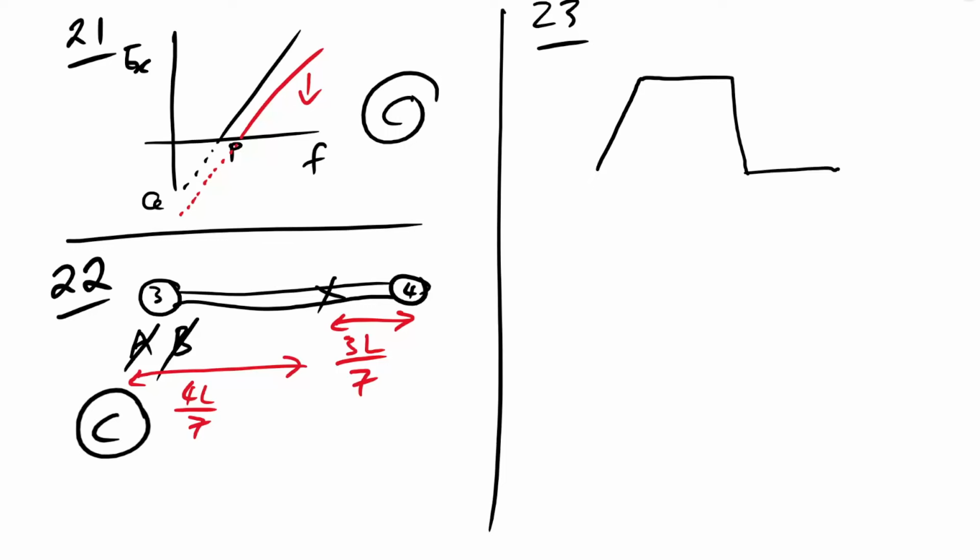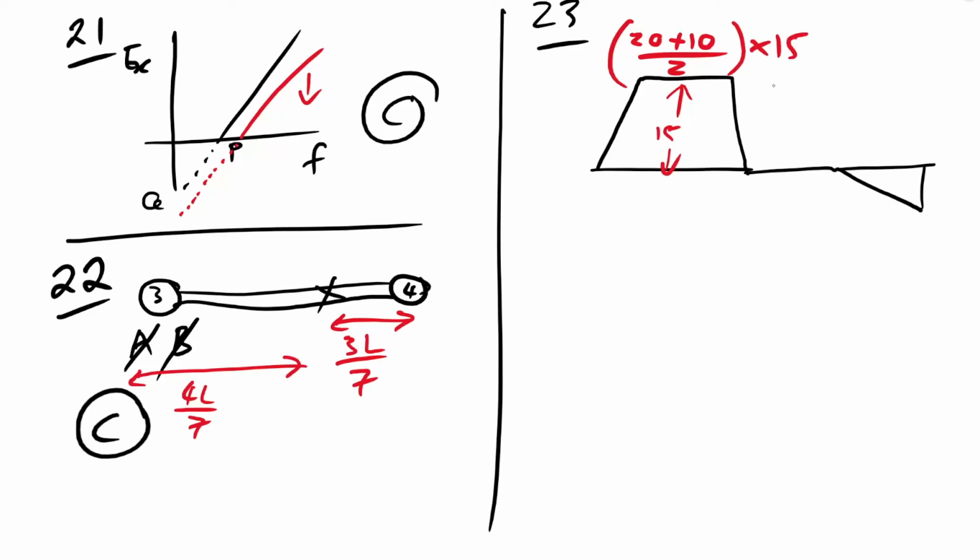Of course, we're looking for the area under the graph. So this is just a trapezium, so it's just going to be 20 plus 10 over 2 times the height of it, which is 15. So in other words, 15 times 15. This here is just going to be half of base times height, so that's just 10 times, what's that, 8? No, 7. So 70, so that's 35.